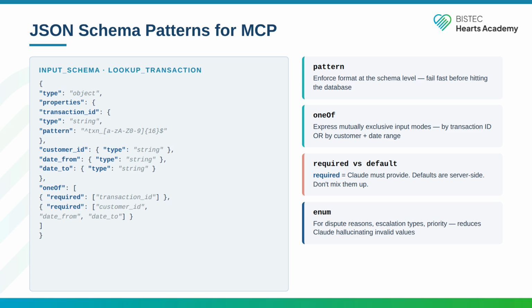The oneOf keyword is one of JSON schema's most powerful constructs for MCP tool design. It expresses mutually exclusive input modes. Claude must provide either transaction ID alone or customer ID plus date from and date to together. Not a mix, not a subset. One complete mode or the other. This prevents Claude from providing half an input and getting a cryptic database error.